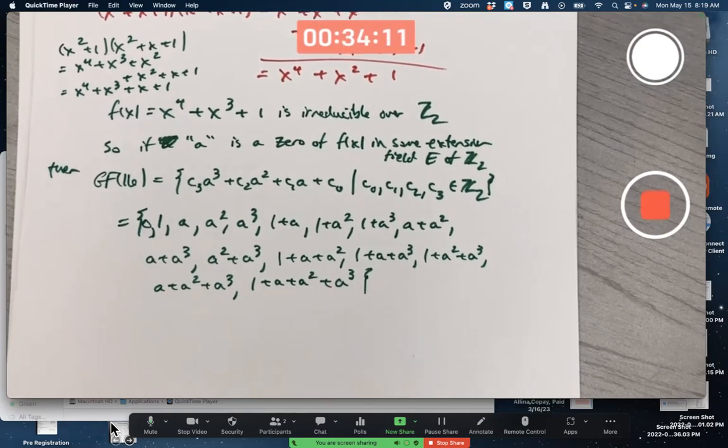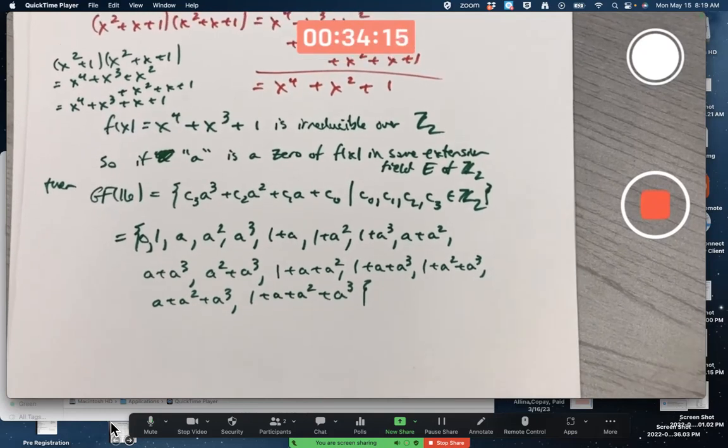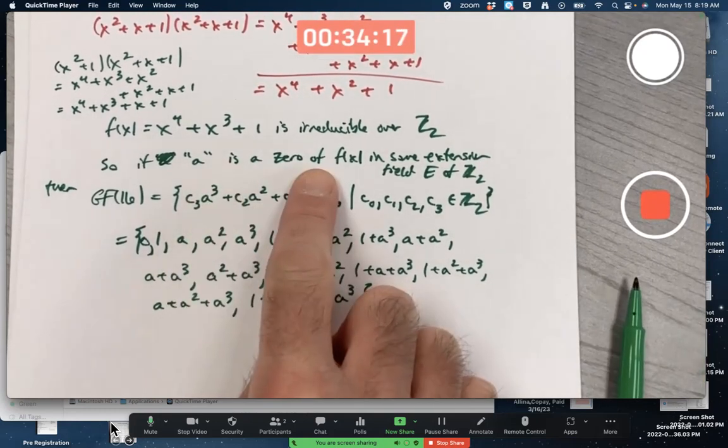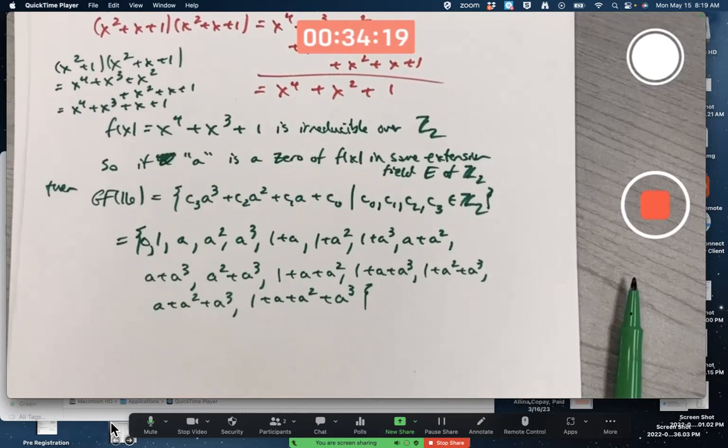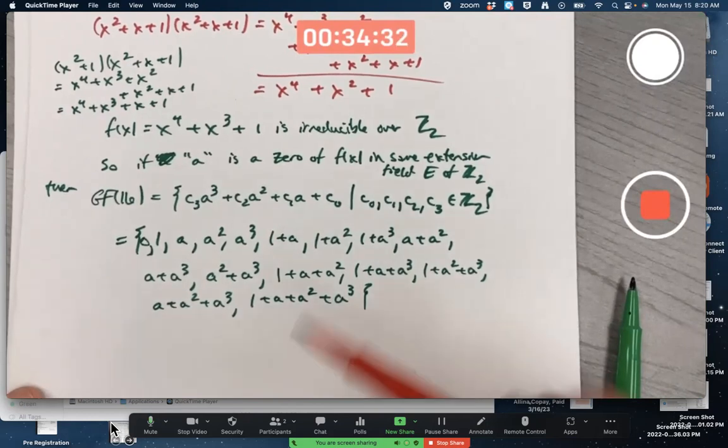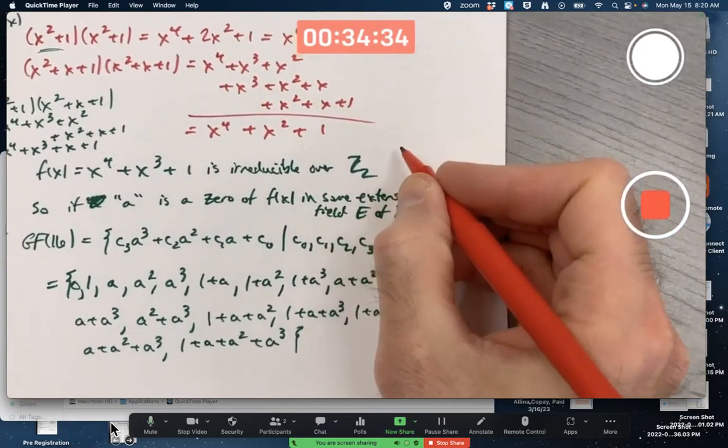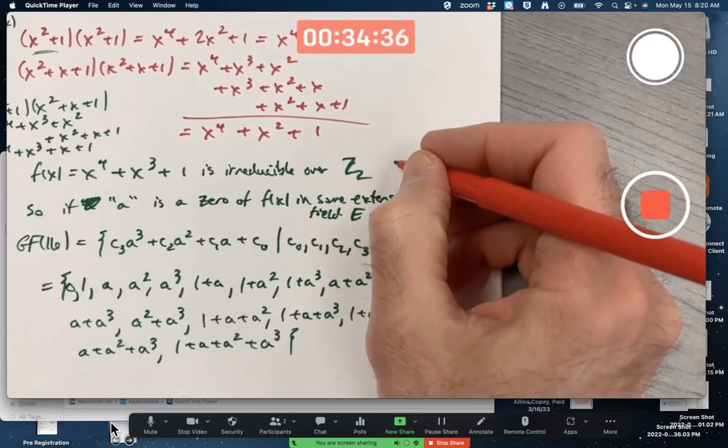That is GF16. When A is a 0 of f of x in some extension field of Z2, I'm not saying what the extension field is. Actually, A could be a coset. I'm just not writing it like a coset. In fact, that's in reality what A probably is.